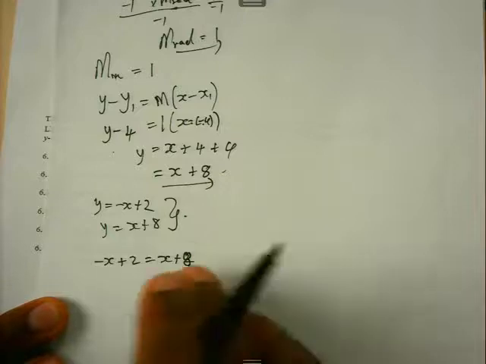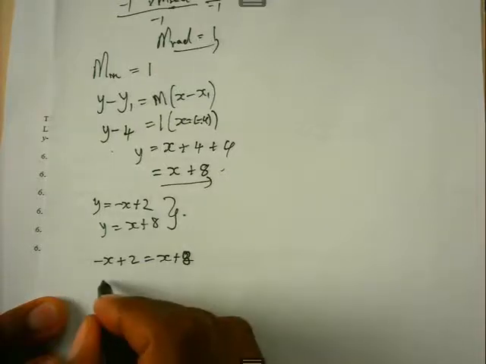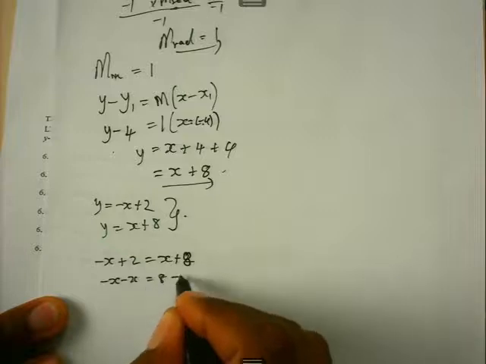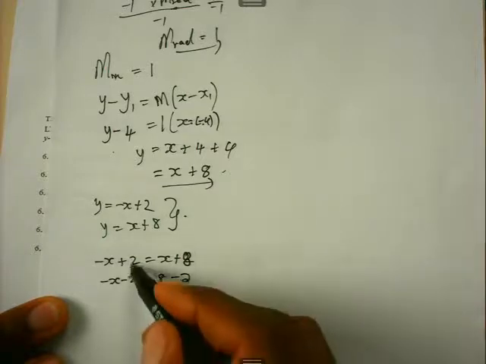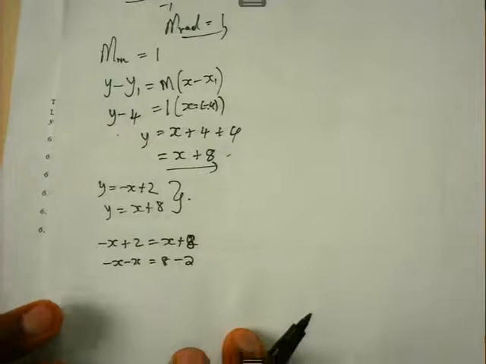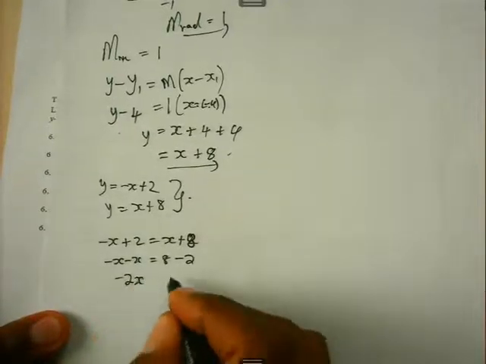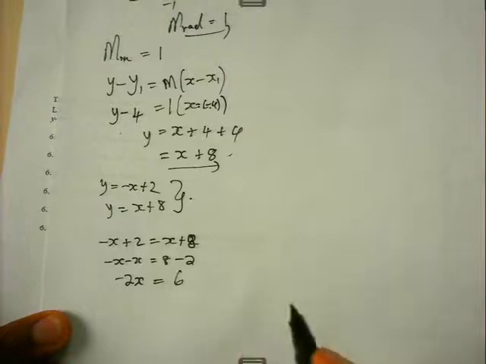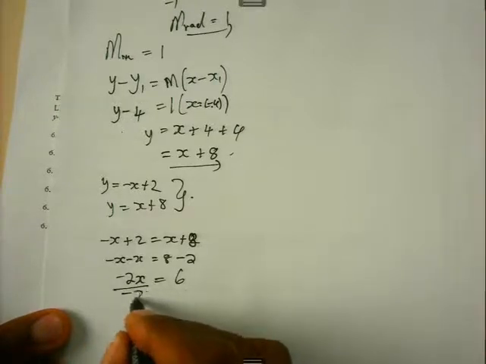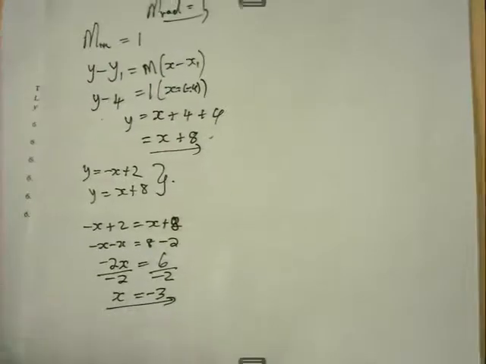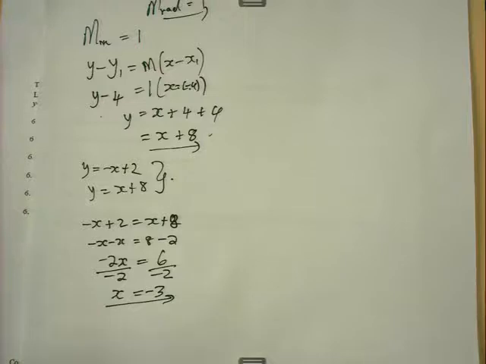And therefore, now we solve for x. We take this on the other side. Minus x equals 8 minus 2. It's positive on this side, on the other side it is going to be a negative. Therefore, minus x minus x is minus 2x, which equals 6. Then I divide by minus 2. Therefore, x equals minus 3.